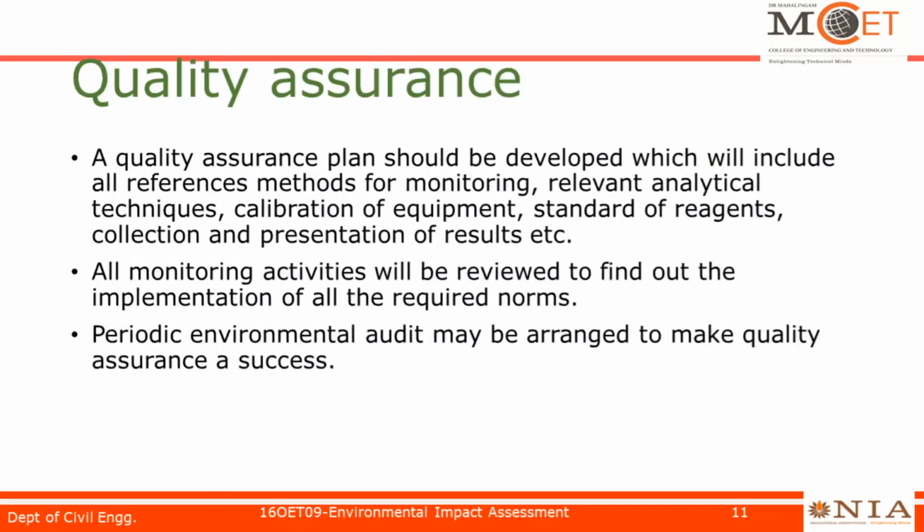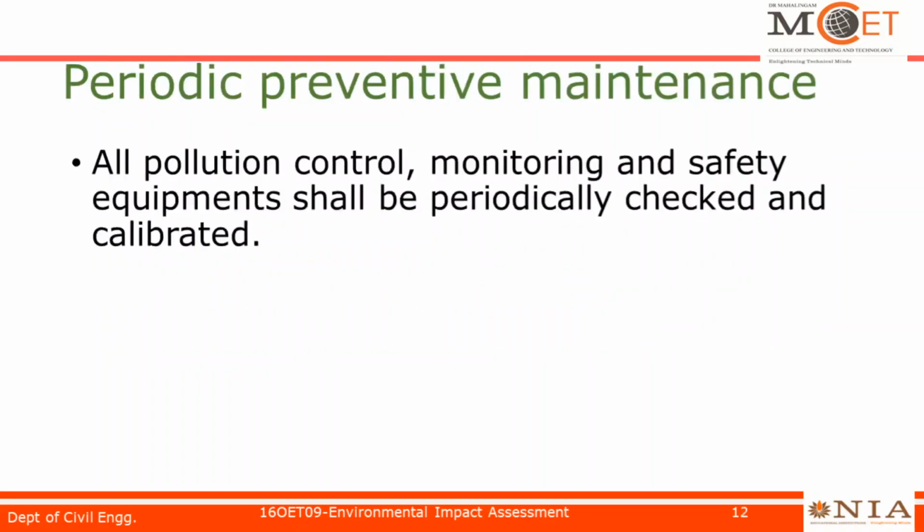Quality assurance. A quality assurance plan should be developed which will include all reference methods for monitoring, relevance, analytical techniques, calibration of equipments, standard of regions, collection and presentation of results, etc. All monitoring activities will be reviewed to find out the implementation of all the required norms. Periodic environmental audit may be arranged to make quality assurance a success. Periodic preventive maintenance. All pollution control, monitoring and safety equipment shall be periodically checked and calibrated.